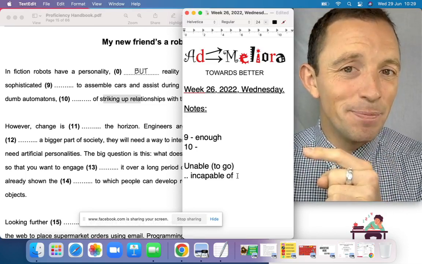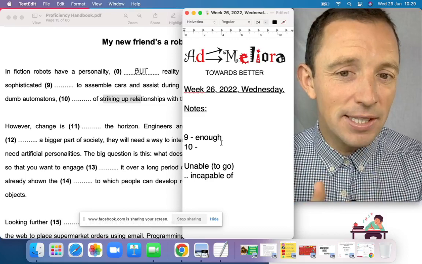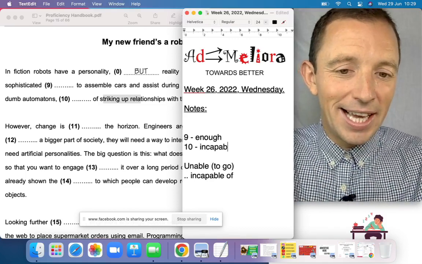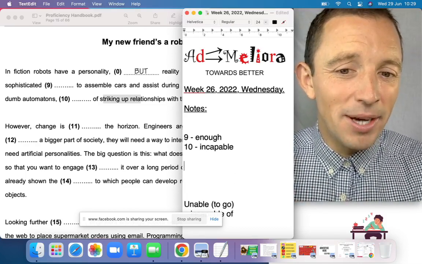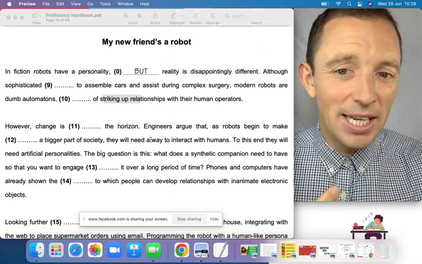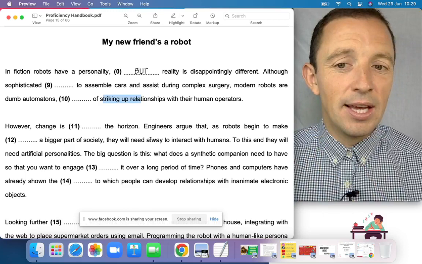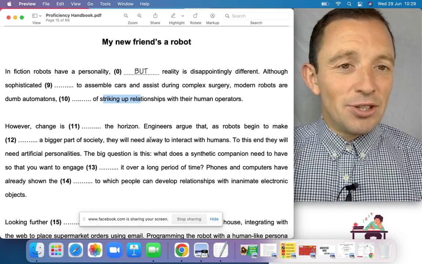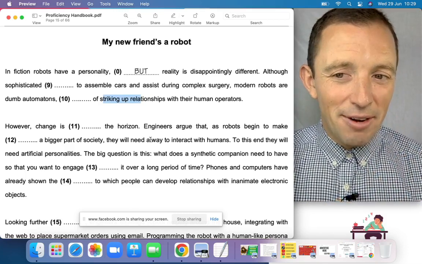For this reason, I am more confident and happy with incapable. Of course, I might be wrong, I might make a mistake, but that's my first opinion and it's very comfortable for me. Let's continue to the next paragraph.